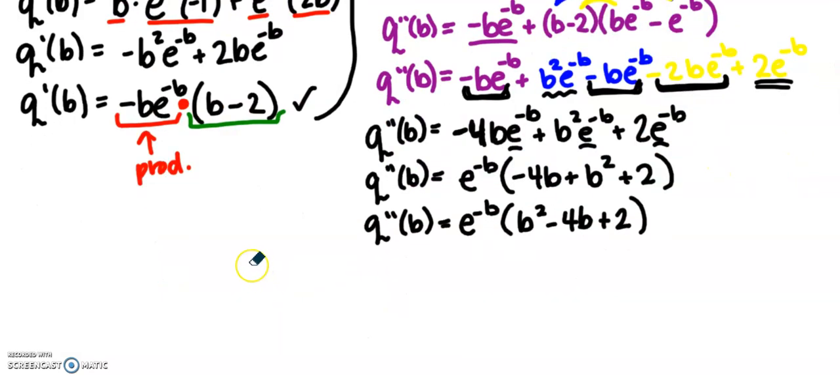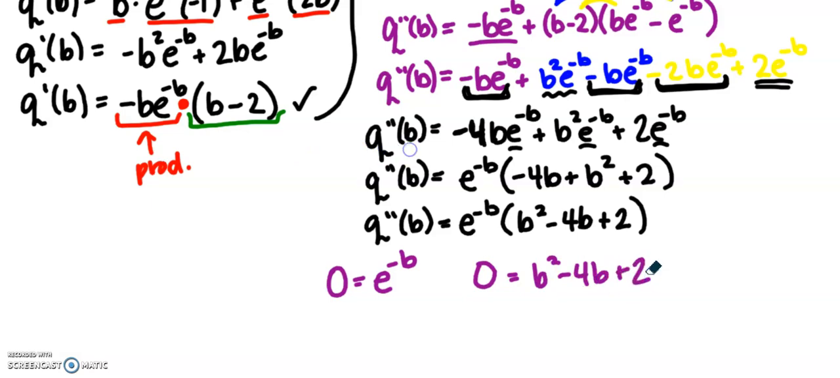All right, now that you've paused and you've had time to think about it, let's set this equal to 0. So that means that 0 is equal to e to the negative b, or 0 is equal to b squared minus 4b plus 2. Then we also have to consider where might this be undefined. Well, e to the negative b is just the exponential decay model. That's never going to be undefined. And then b squared minus 4b plus 2 is just a parabola. That's never going to be undefined. So we don't have to worry about that. E to the negative b is never going to be equal to 0 because of exponential decay.